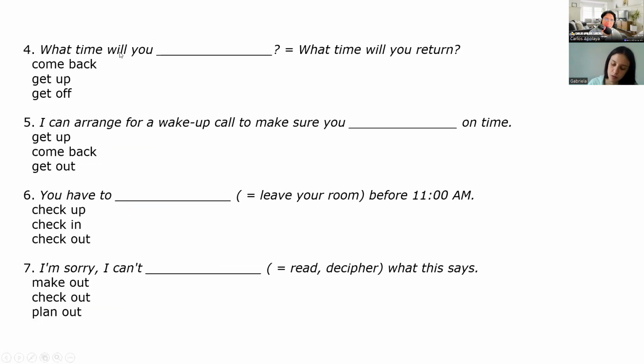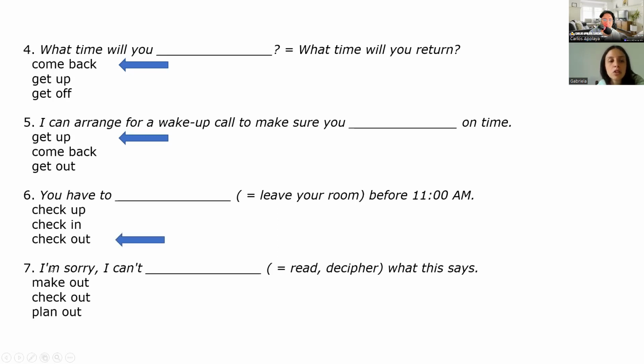Okay, number 4, what time will you return? Or it could be both. What time will you come back? Of course, it's come back because you return to a place. What about here? I can arrange for a wake up call to make sure you get up on time. Get up on time. Number 6, leave your room. You have to check out. Yes, you have to check out.